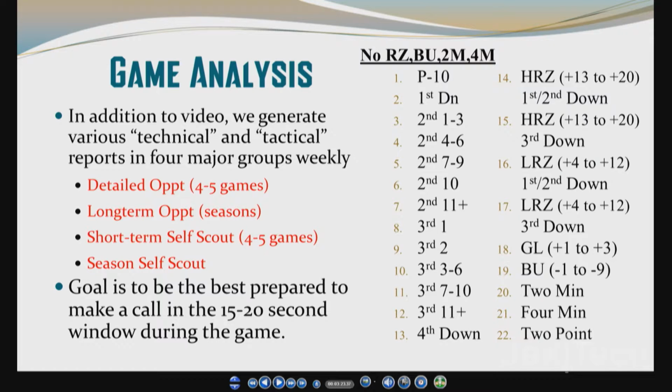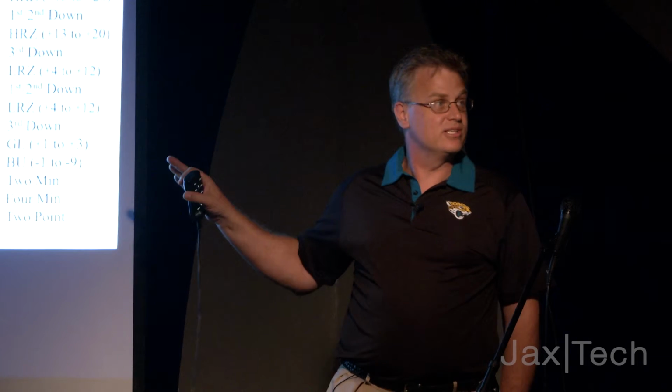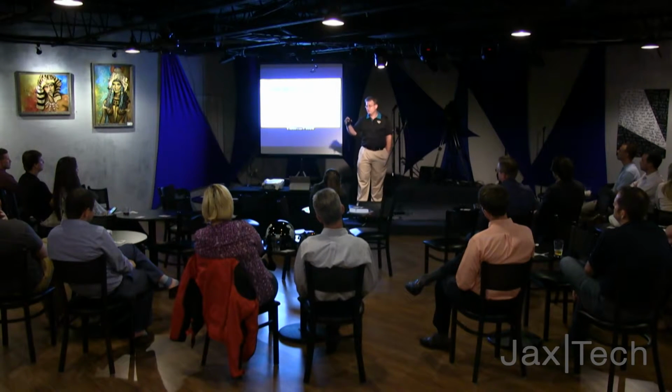And then out in the field, if there was no red zone, no backed up, no 2-minute, no 4-minute, then we'll put it in a generic down and distance category. But every play is in one of these 22 piles. Then we'll further look to see who's on the field, was there a score differential, et cetera.